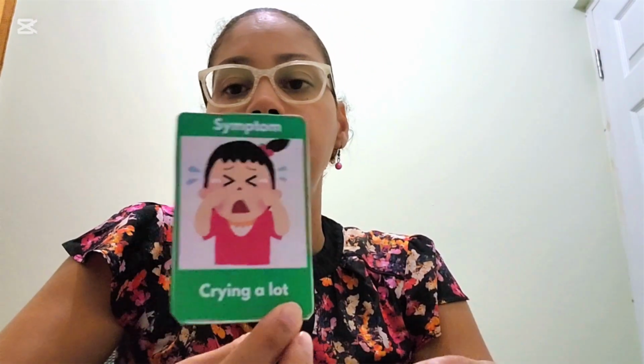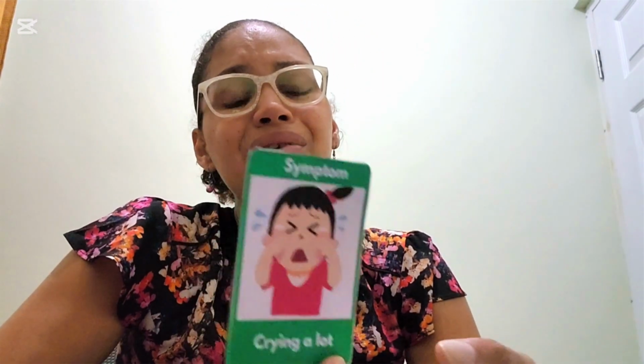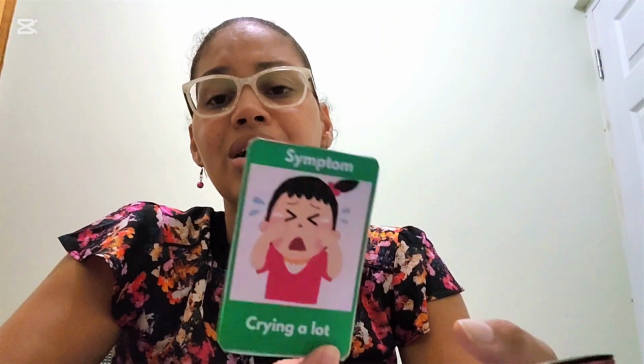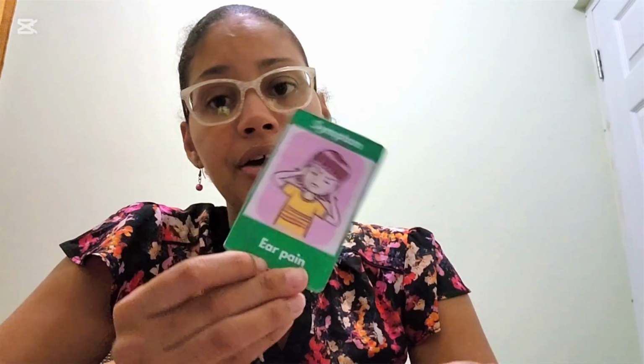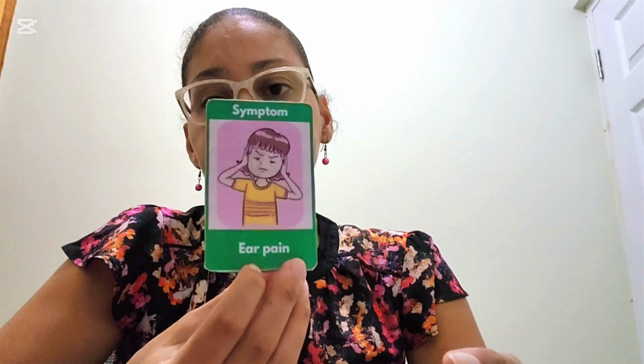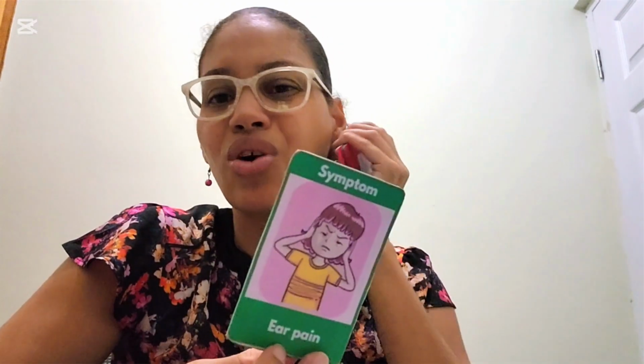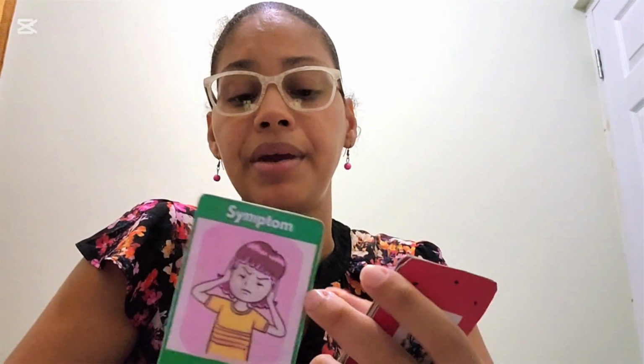We have symptom, crying a lot. So the child may be irritated and fussy because of the pain that they feel. And also we have ear pain. So the child may rub or tug the ear due to the pain that they feel.